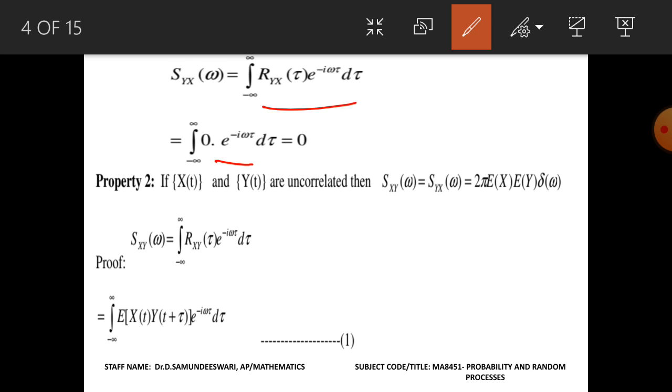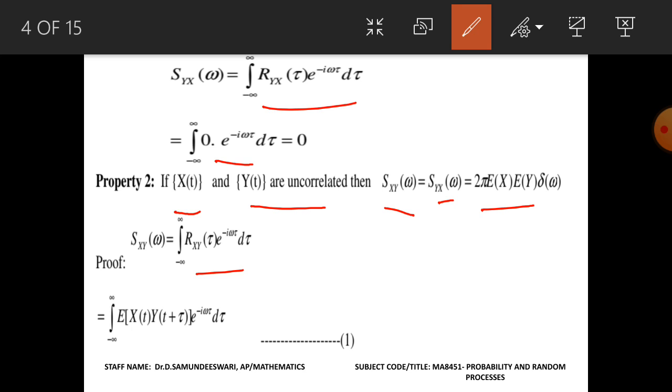Next, we move on to property 2. If x(t) and y(t), both random processes, are uncorrelated, that is independent, then Sxy(omega) equals Syx(omega) equals 2 pi E[x] E[y] delta(omega). So what is this Sxy(omega)? It is equal to the integral from minus infinity to plus infinity of Rxy(tau) e^(-i omega tau) d tau.